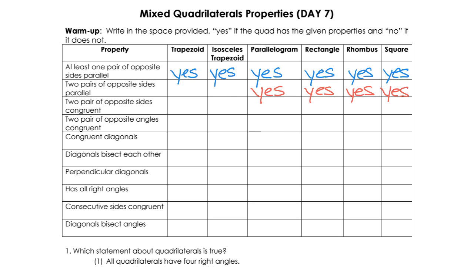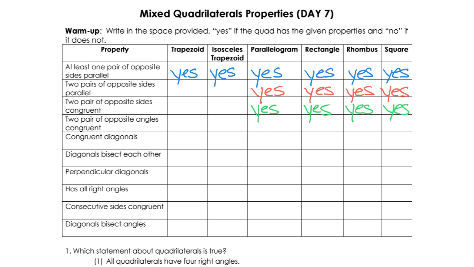Okay. Next property says two pairs of opposite sides congruent. And that starts with a parallelogram as well. It has two pairs of opposite sides equal. Okay? And a rectangle will also have its opposite sides equal. A rhombus will have two pairs of opposite sides equal. And so will a square. Now, a rhombus and a square both have all sides equal, okay, but that's still two pairs of opposite sides equal.